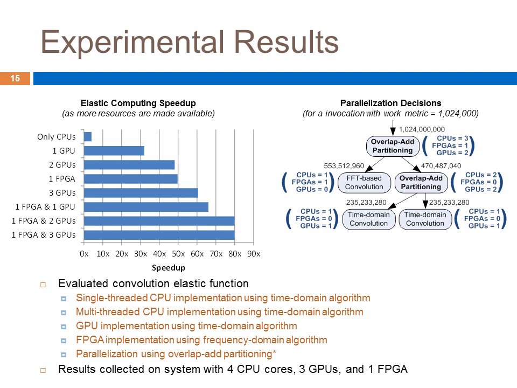So these aren't necessarily the best implementations because we didn't create a frequency domain implementation for the GPU or a time domain implementation for the FPGA. But this is just meant to illustrate that, given some knowledge base of implementations, elastic computing was able to automatically parallelize and choose appropriate implementations for each device.